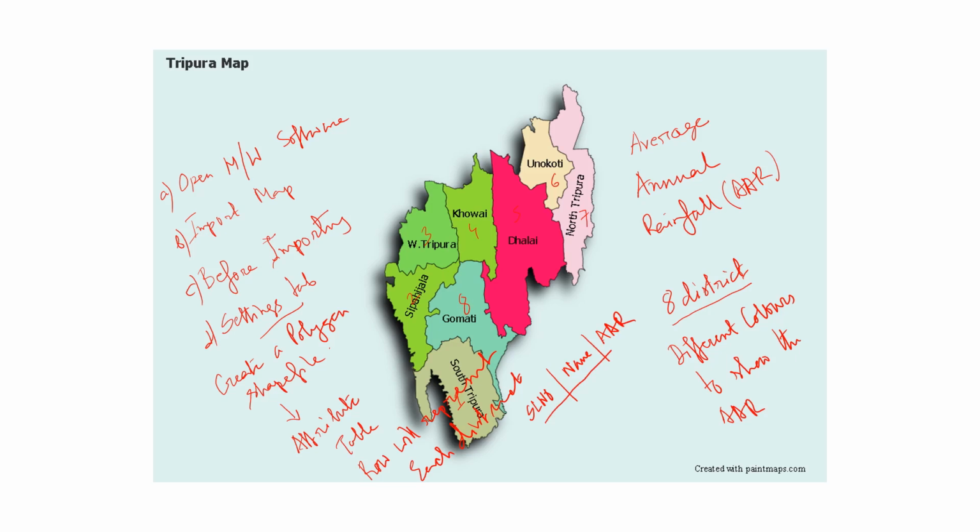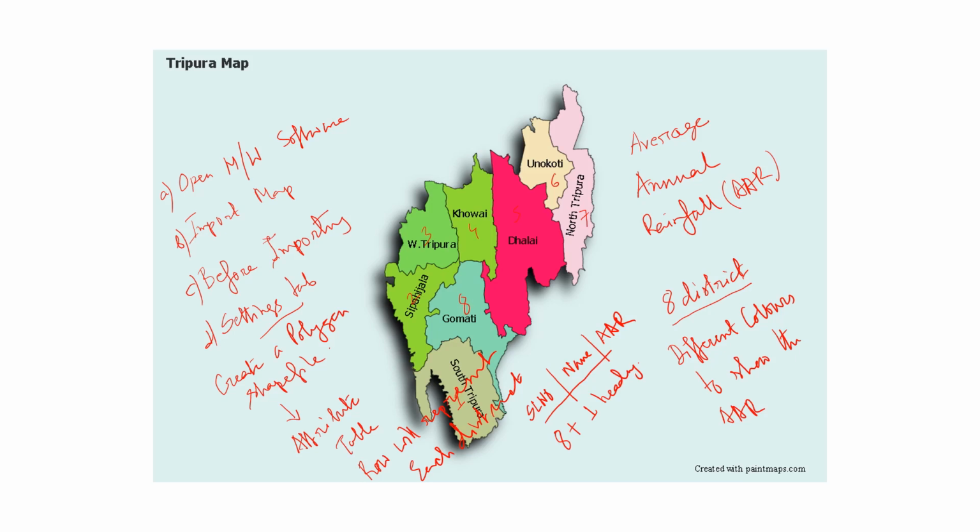So the attribute table will have in total 9 rows, because 1 row will be for heading. So there will be 8 rows plus 1 row for heading. Right? And there will be 3 columns: 1 column for serial number, 1 column for name, and 1 column for AAR. That is the average annual rainfall.